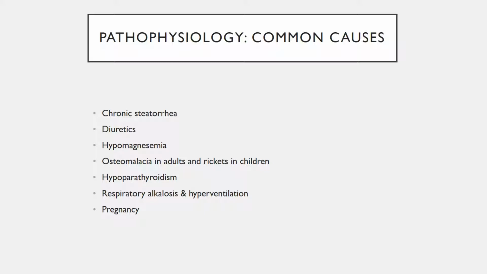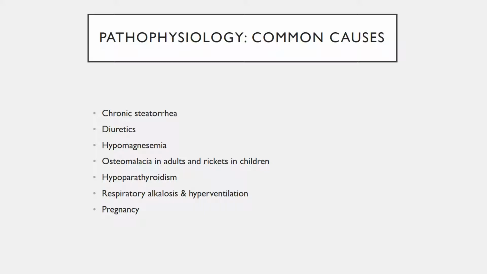Common causes of hypocalcemia include chronic steatorrhea, diuretics, which can cause electrolyte imbalances such as hypocalcemia, hypomagnesemia, osteomalacia in adults, and rickets in children. Osteomalacia is the softening of bones, typically through the deficiency of vitamin D or calcium, and rickets is the softening and weakening of bones in children, usually due to inadequate vitamin D.